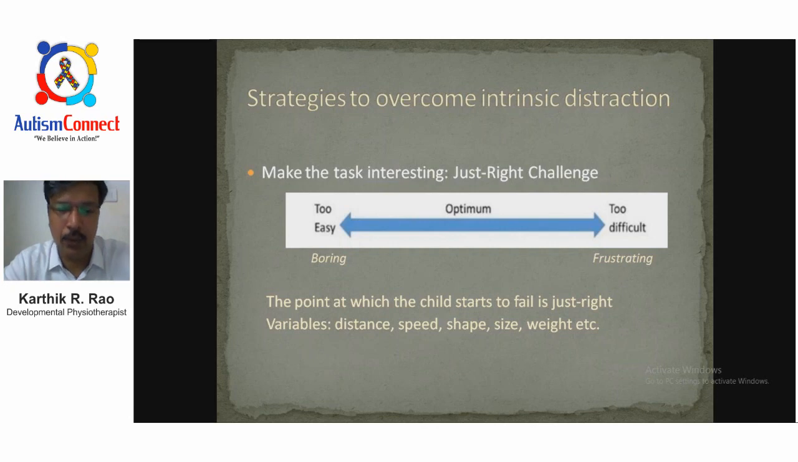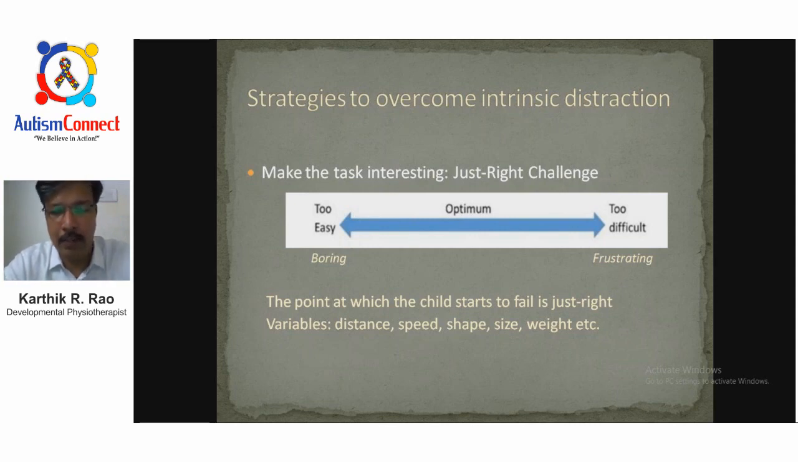And how do you decide? I would always say follow a rule of three. If the child is successful 3 consecutive attempts, then increase the complexity. If the child fails 3 consecutive times, decrease the complexity. You don't want to frustrate a child. It could be too hard.